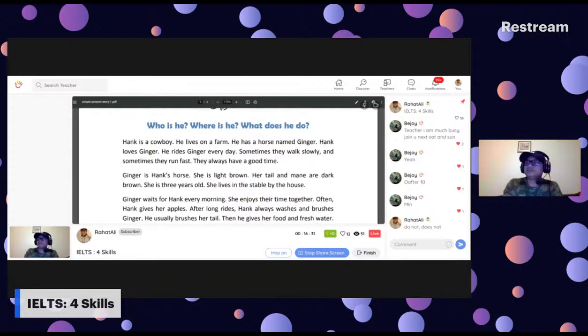Stable has quite a few meanings. In this case, it is where animals are kept, as a noun, especially horses. A building in which horses are kept, we call a stable. Okay, it's a noun.